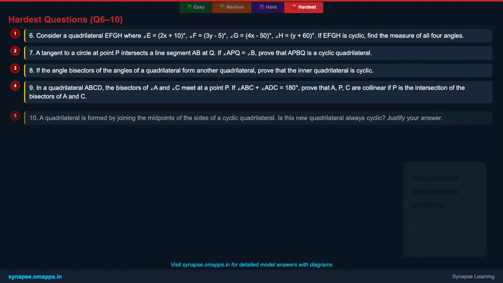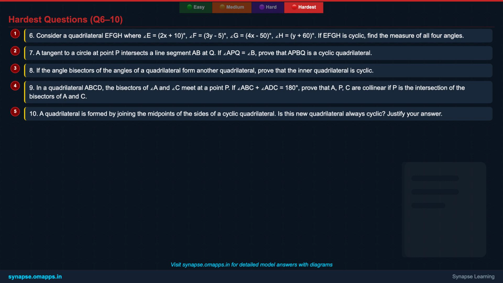Alright, here are the remaining 5 problems for the hardest level. These questions build upon the previous ones, pushing your problem-solving skills even further. They might involve proving properties of specific types of quadrilaterals, dealing with tangents, or exploring relationships between angle bisectors. Remember, perseverance is key in mathematics. Break down complex problems into smaller, manageable parts. Once you've completed these, you'll have a truly comprehensive grasp of the converse theorem and its vast implications. Take your time, and good luck.